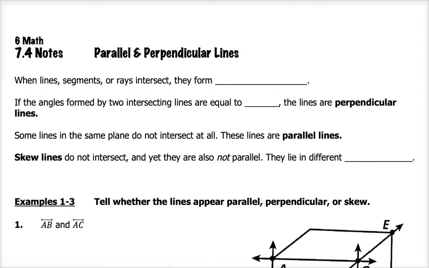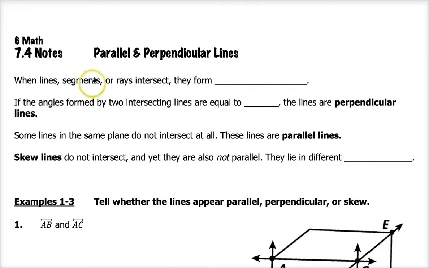Hey there, 6th grade. In this next video, we're going to talk about special relationships amongst lines, specifically parallel and perpendicular lines. So when line segments or rays intersect, they form angles. And we talked a little bit about angles in the last video you watched.